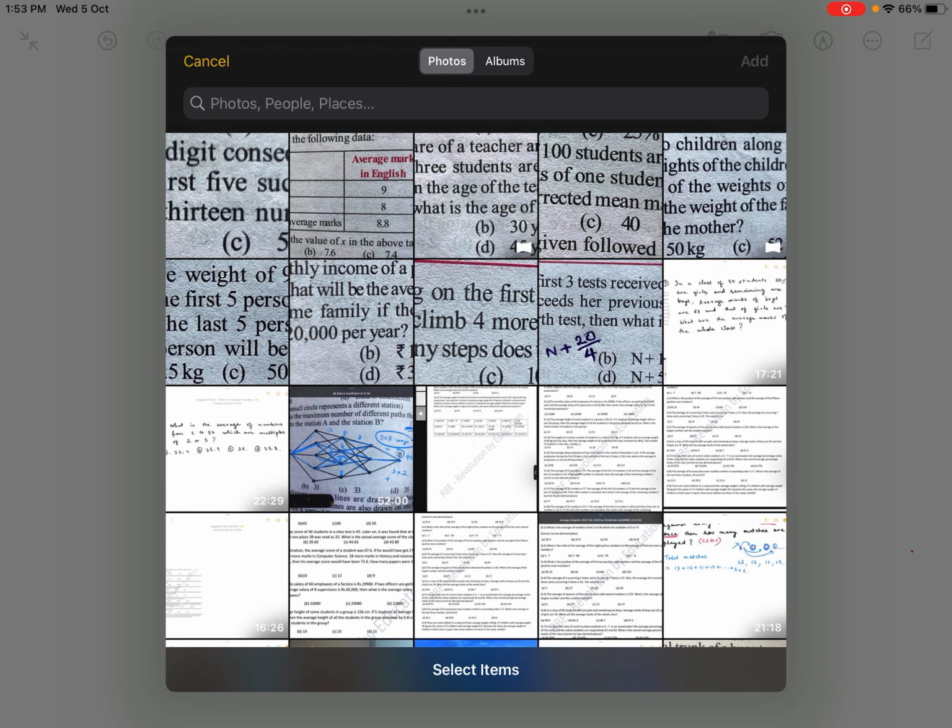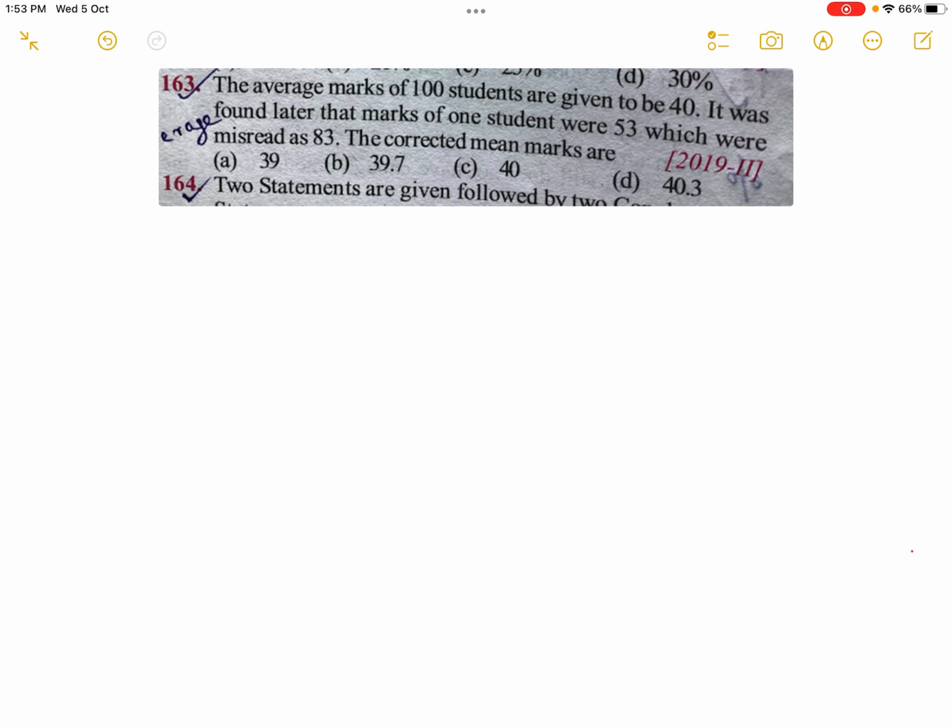I think we have solved 3 questions so far. Let's go to this one. The average marks of 100 students are given to be 40. So total would be 100 into 40. This is the number of students. It was found that one student's marks were 53, which were misread as 83. So 83 is the wrong one. You subtract this one and add the right one.